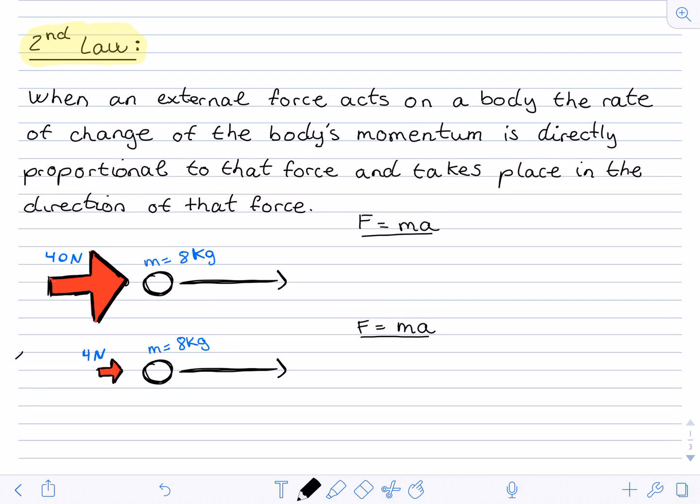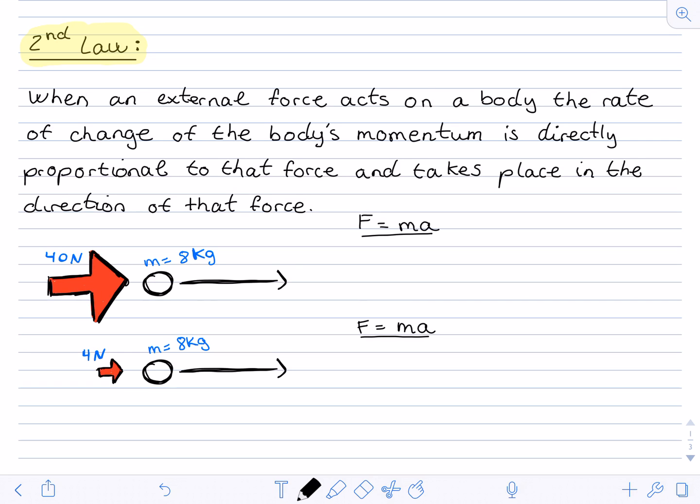This is a bit more tricky. It says the following: when an external force acts on a body, the rate of change of the body's momentum is directly proportional to that force and takes place in the direction of that force. So if we find the logic of it, we're going to see that it's actually not that difficult.